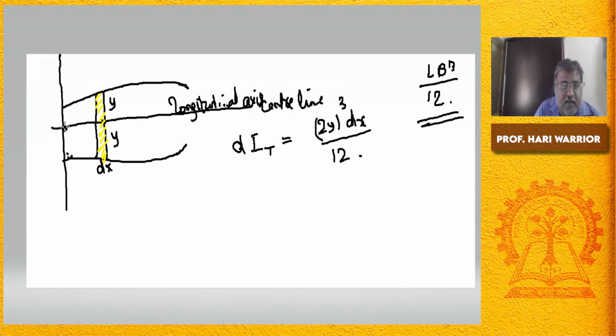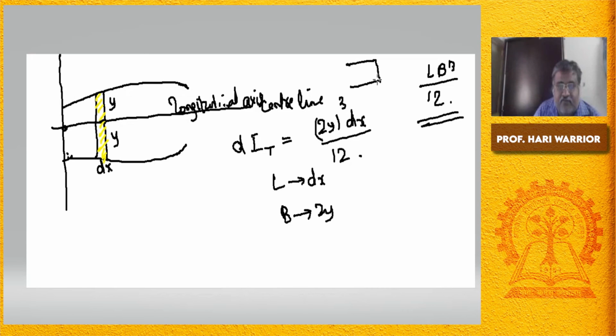Oh, sorry. This is L, and this is B cubed by L. So here L is dx and B is 2y, the whole thing. So this rectangle about this axis.